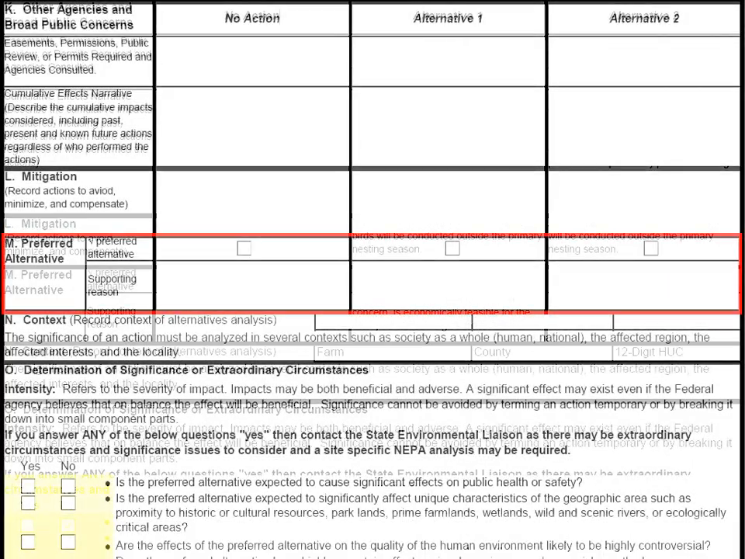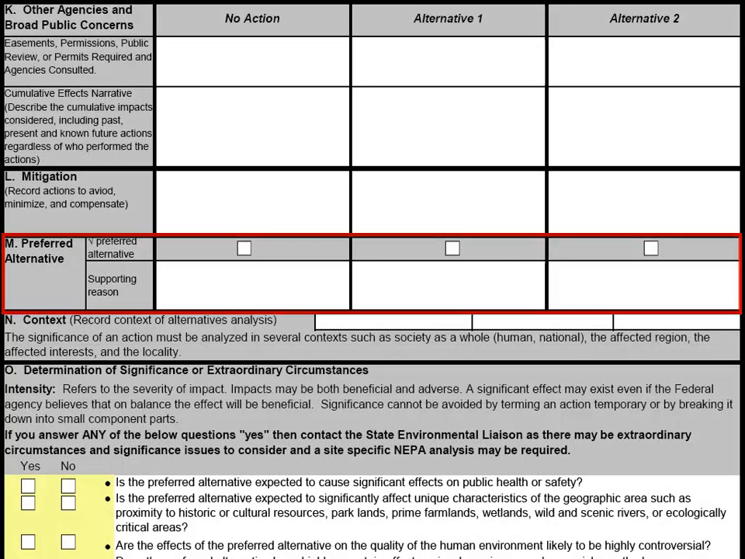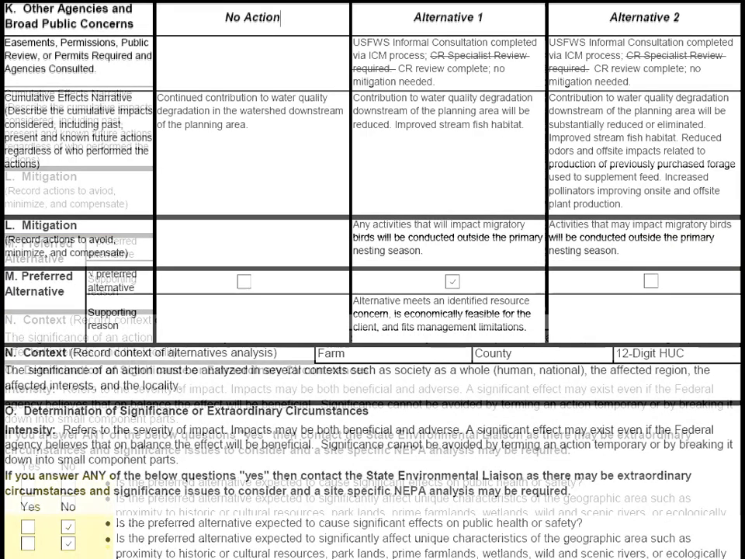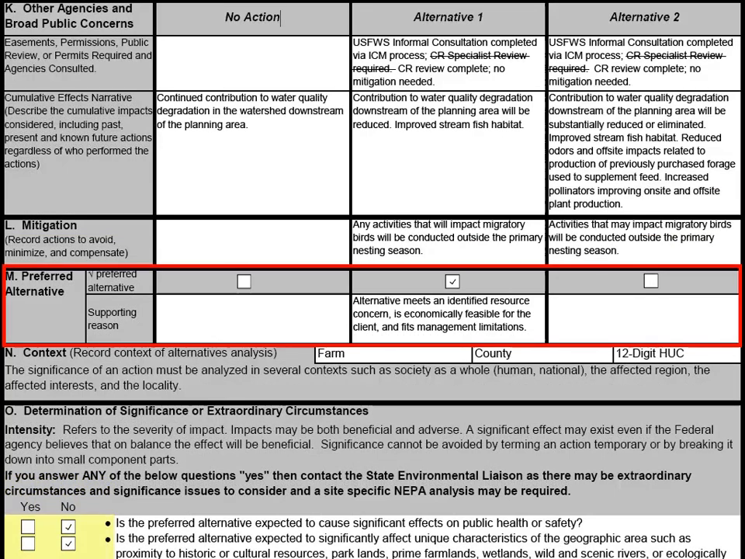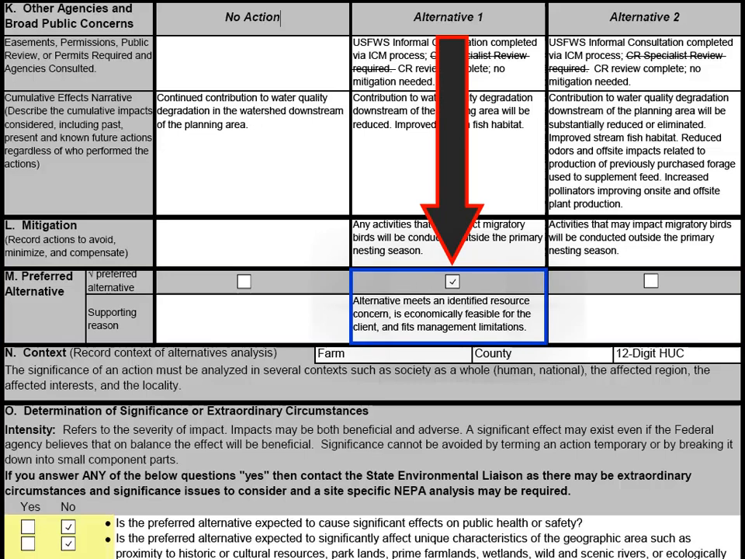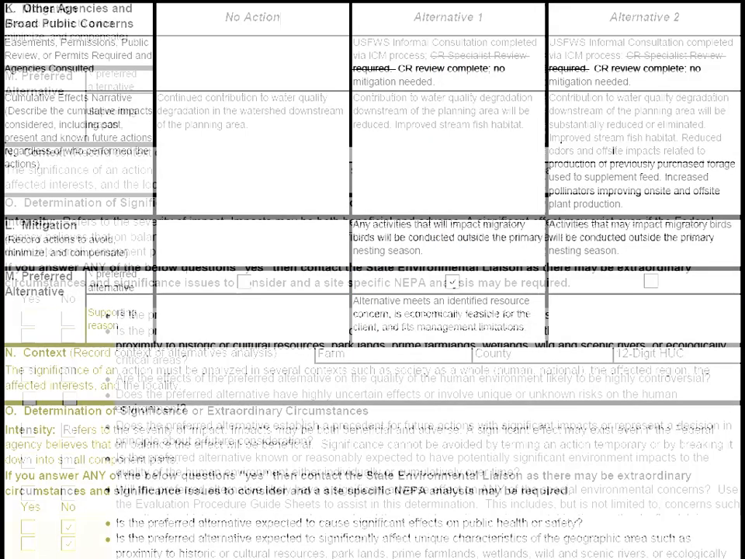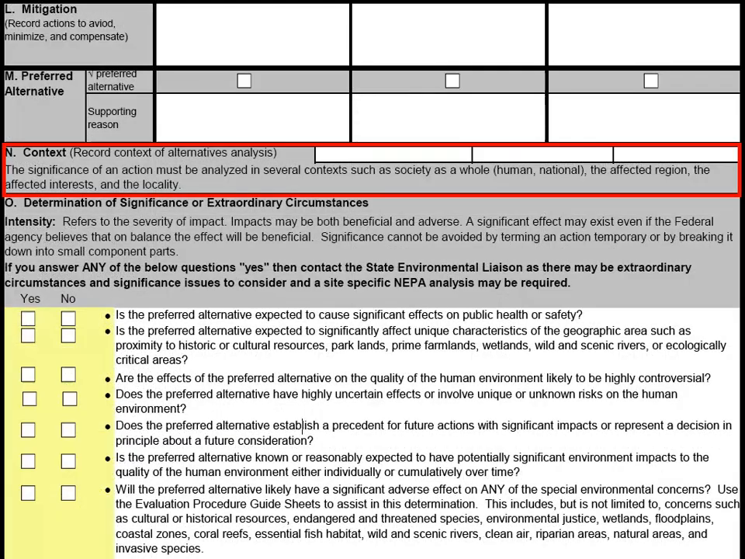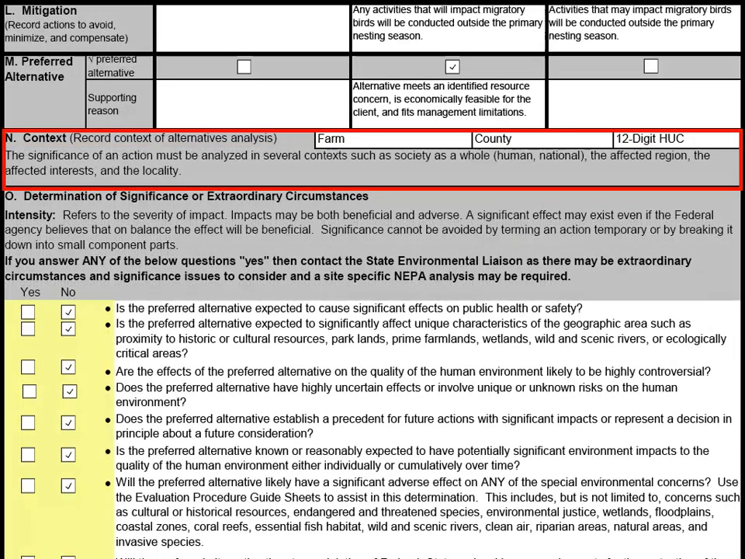In Section M, Preferred Alternative, the client selects an alternative. In our case, Mr. Farmer decided which actions he will be taking on his land. Mr. Farmer selected Alternative 1, and the rationale for his decision was documented. Moving down to Section N, Context, we see the contexts that were used to evaluate the significance of the alternatives. Here, the significance of the action was analyzed in the context of the farm, the county, and the hydrologic unit.